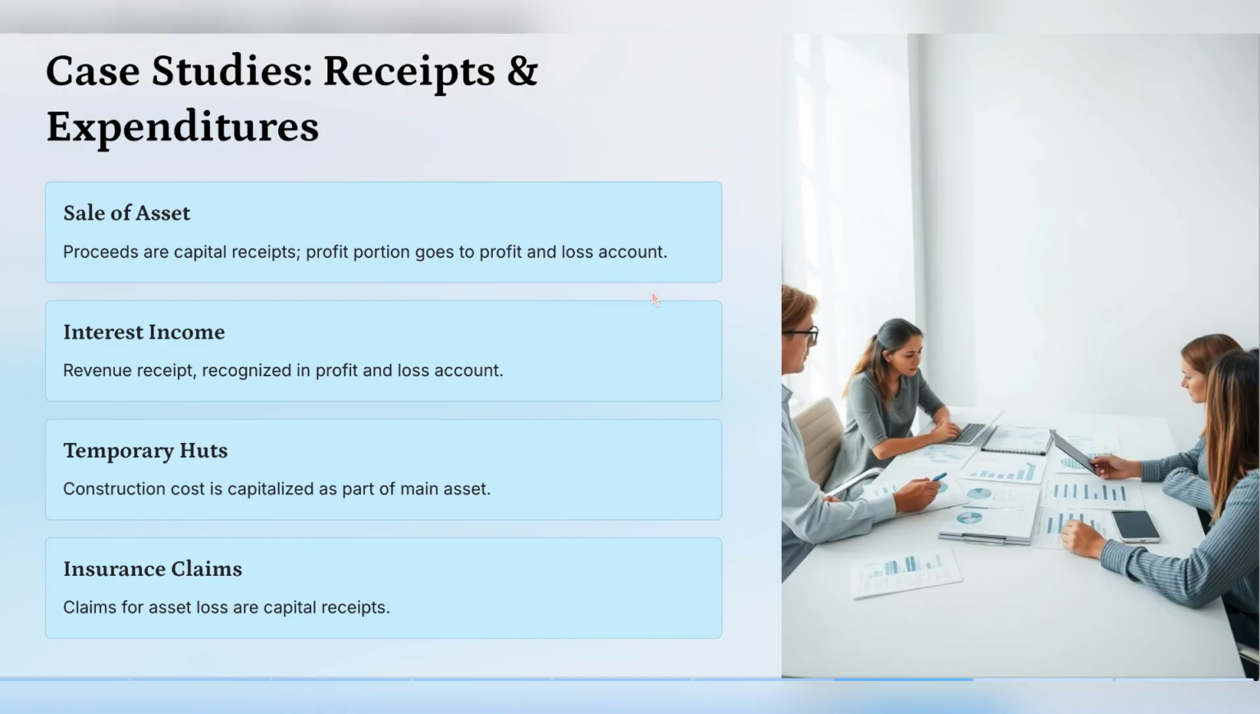So that amount is considered a capital receipt, and the accounting treatment is that we deduct 90,000 from that 92,000, and the benefit is 2,000, which is profit on sale of asset. That 2,000 will be recorded in the profit and loss account, and the remaining 90,000 will be deducted from the balance sheet. Now, interest income is also a revenue receipt, directly recorded in the profit and loss account. Temporary huts' construction cost is capitalized as a part of the main asset, and insurance claims for asset loss are capital receipts.